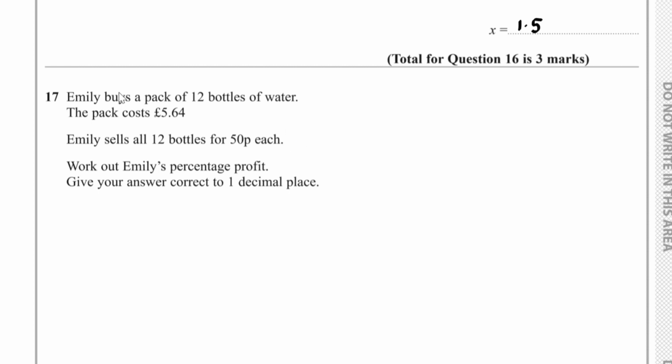Question number 17. Emily buys a pack of 12 bottles of water. The pack costs £5.64. Emily sells all 12 bottles for 50p each. You have to work out Emily's percentage profit. Give your answer correct to 1 decimal place. So what's happening over here is we get 12 bottles in one pack, and one pack costs £5.64.